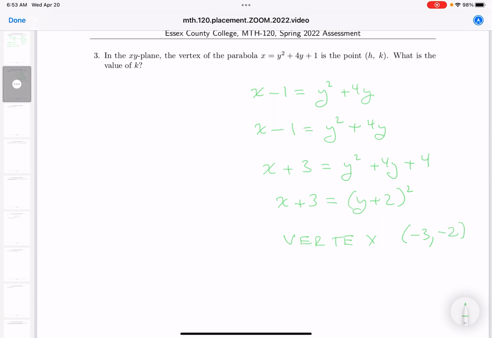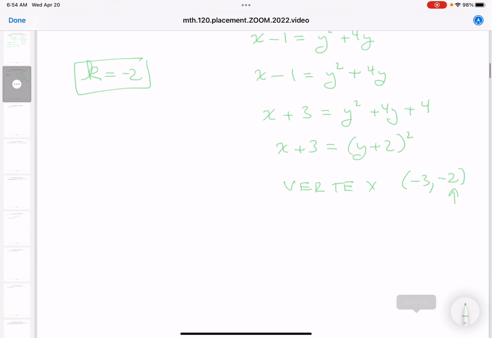Again, I want to emphasize that part of this is just reading and what you've read. They want to know the value of k, and the value of k over here, again, this is the point, that's the vertex. The value of k is actually minus 2. All right? That's not so bad. Again, if you understood the question and you studied the material that we provided to you during the course, this should be a rather simple question to answer. Let's go to the next question.